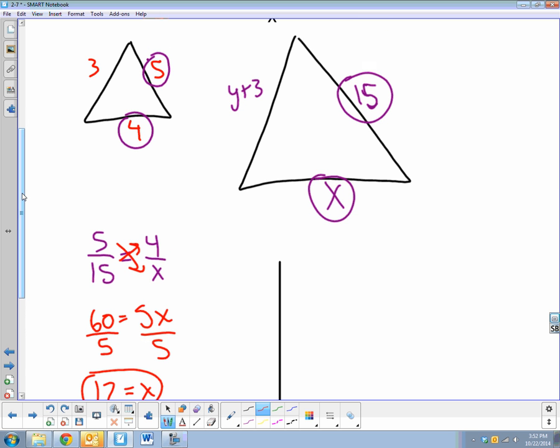But let's do it the same way for y. What matches with y? We've got y plus 3 and 3 match up. So I know I can write 3 over y plus 3. Now we could assume that we have the correct answer for x and use 4 and x as our other part of the proportion. However, I don't like to assume I have the right answer. I know 5 and 15 are right because they were given to me. So I'm going to use 5 and 15 again for this proportion.